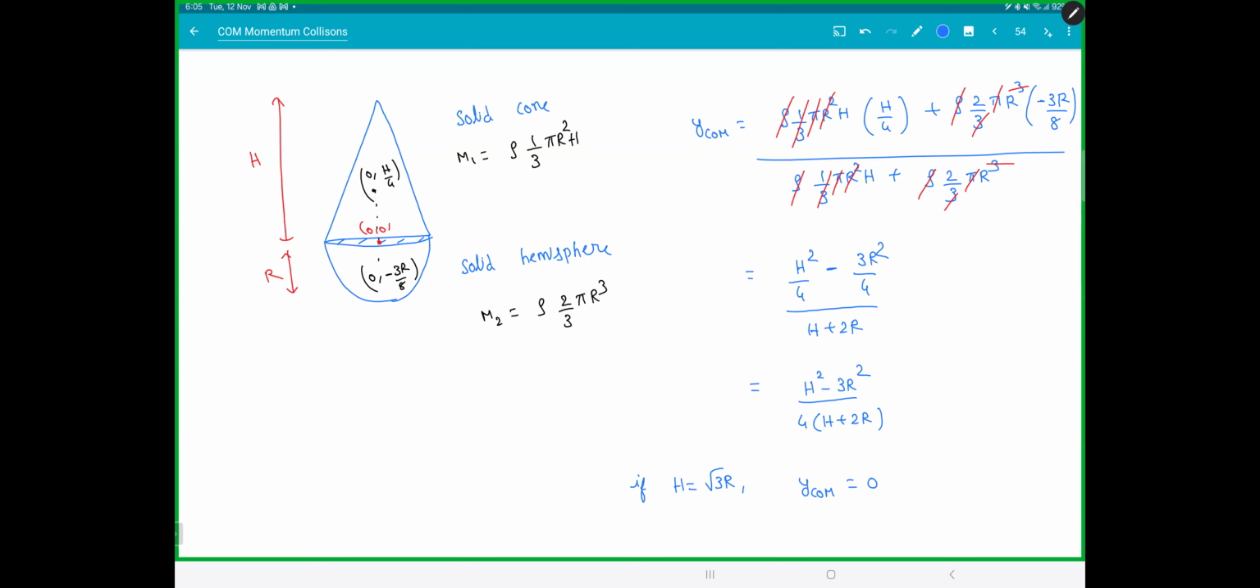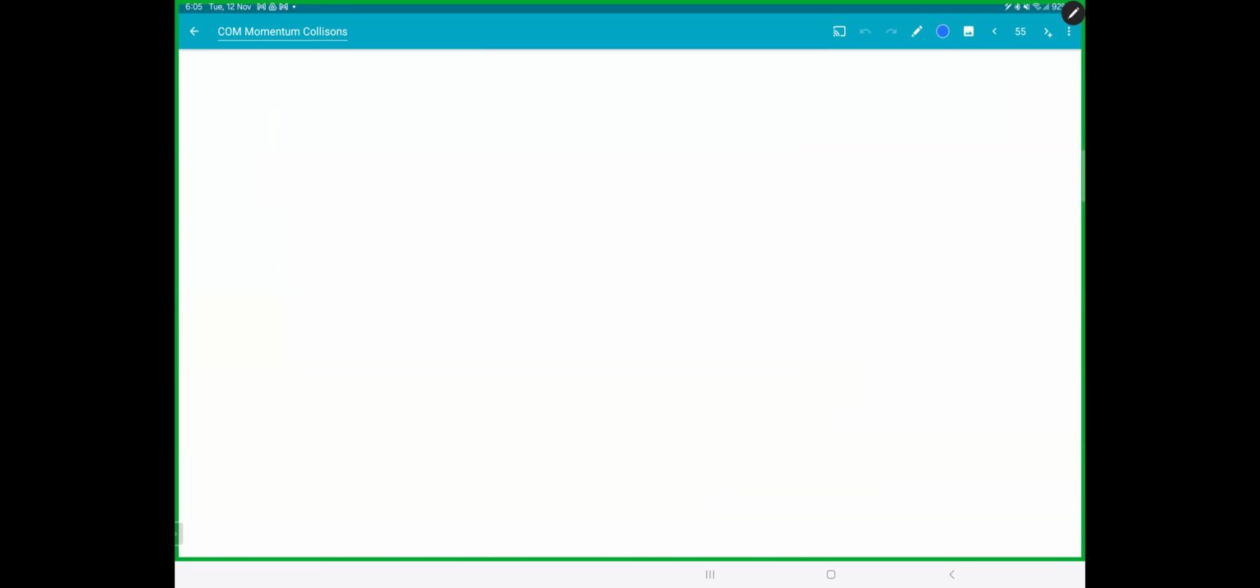Clear? Now in the C, listen carefully. If h is greater than root 3 r, then the center of mass will be above the origin. So this actually goes under little rotation, but the center of mass will be somewhere here.